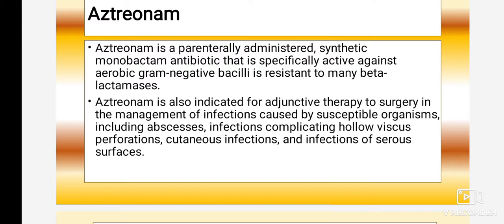is indicated as adjunctive therapy to surgery in the management of infections caused by susceptible organisms, including abscesses, infections complicating hollow viscus perforations, cutaneous infections and infections of serous surfaces. Okay, so this is an indication for Aztreonam. Mainly it is used in the adjunctive therapy to the surgery in the management of infections. If the infection is caused by different bacteria, mainly gram negative bacteria, then this Aztreonam drug is prescribed.